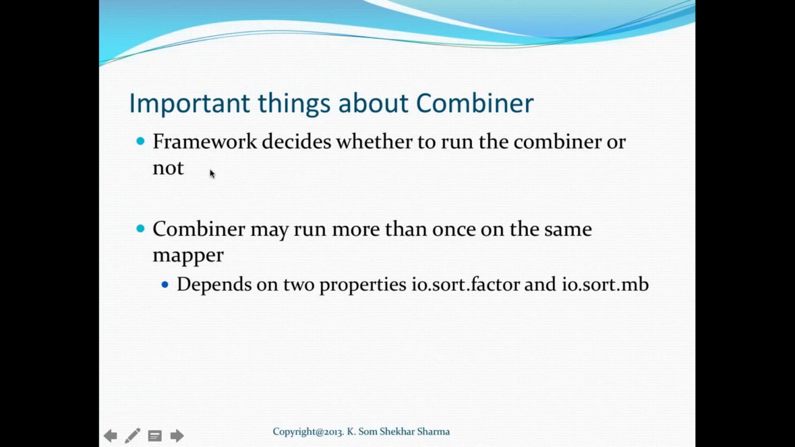This is the clue I mentioned, that the framework decides whether to run the combiner or not. Even if you have specified in your driver code that you want your reducer to run as a combiner, it's not guaranteed the combiner will run. The combiner may run more than once, and it depends on two properties which you have to figure out by reading the literature: io.sort.factor, whose default value is 10, and io.sort.mb, whose default value is 100 MB.